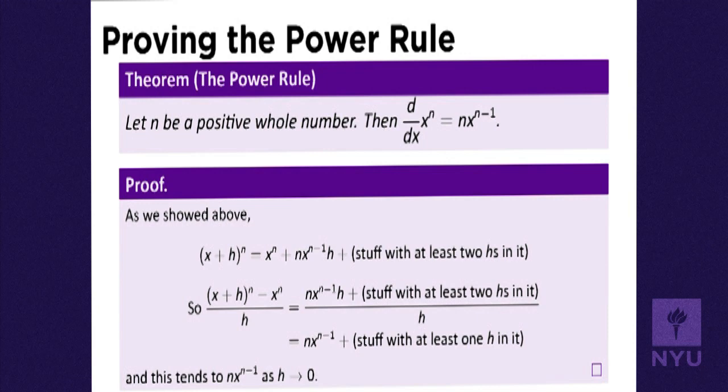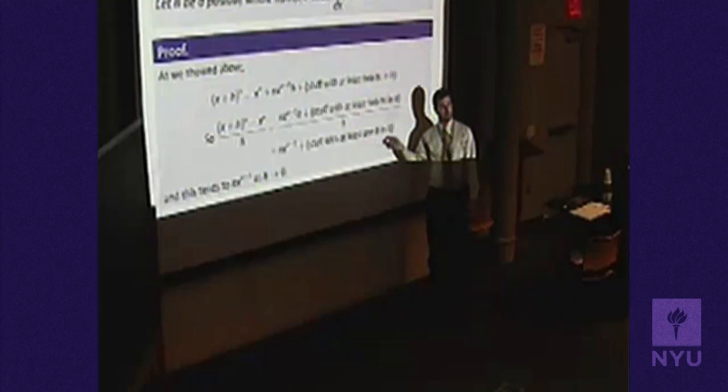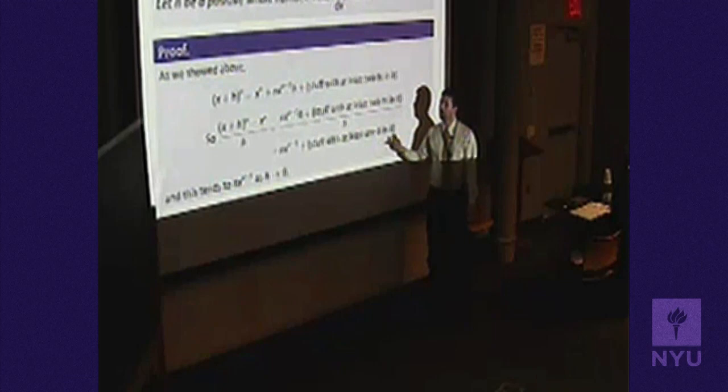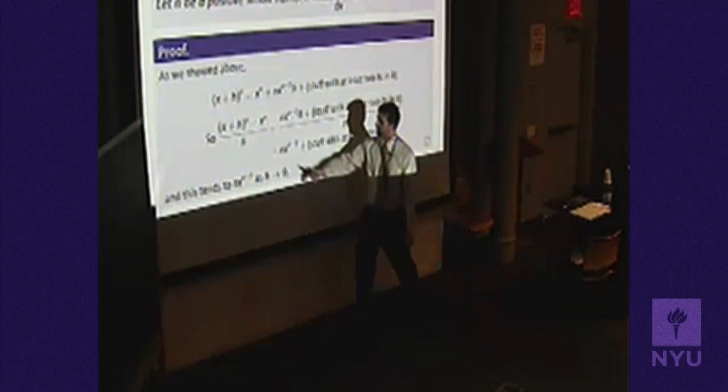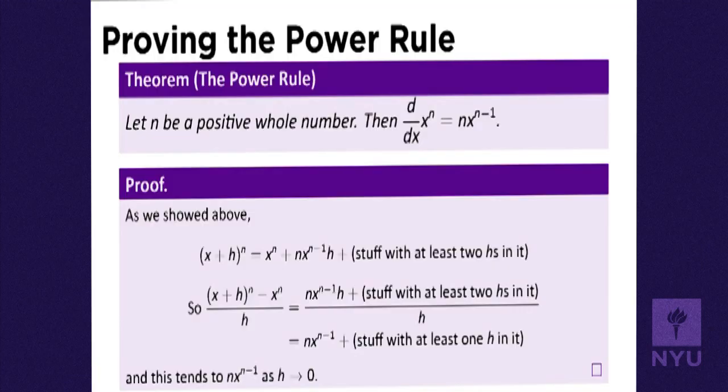If we subtract x to the n, the x to the n is going to go away, and I'll have n times x to the n minus 1 times h plus, again, stuff with at least two h's in it. Divide that by h, I have a factor of h. I have two factors of h. So when I cancel, I get n times x to the n minus 1 plus stuff with at least one power of h. And if it has a power of h in it, then letting h go to 0 will make all of this stuff, this garbage that I'm not writing, go to 0. What doesn't go to 0 is the n times x to the n minus 1.